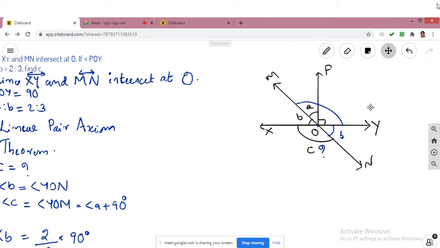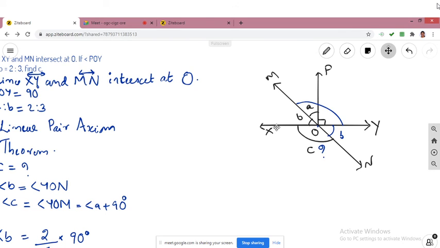Angle POY is equal to 90 degrees. XOP plus POY is equal to 180 degrees. We know it by linear pair axiom. So as angle POY is equal to 90 degrees, then angle XOP will be 90 degrees, ma'am.